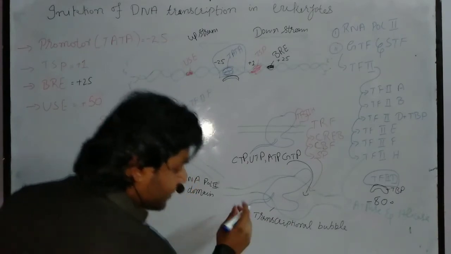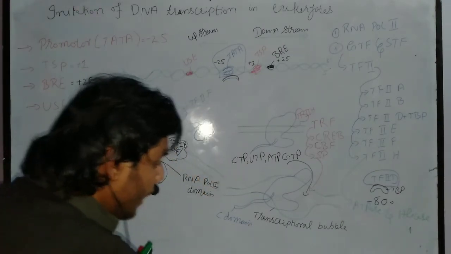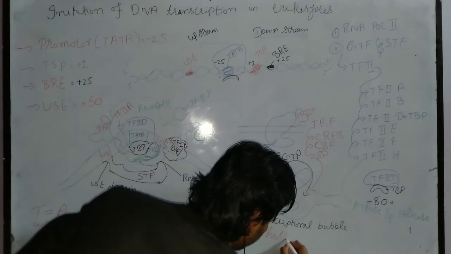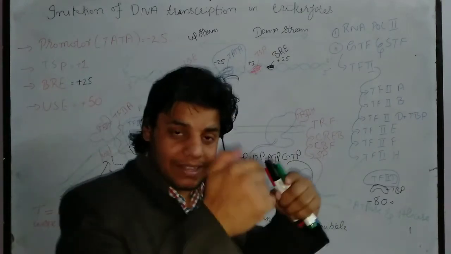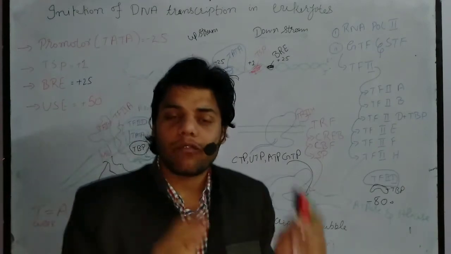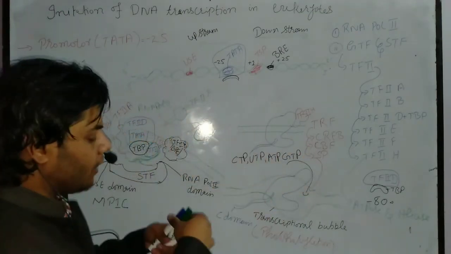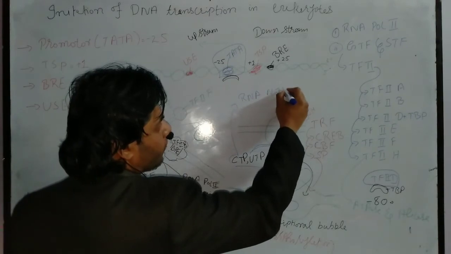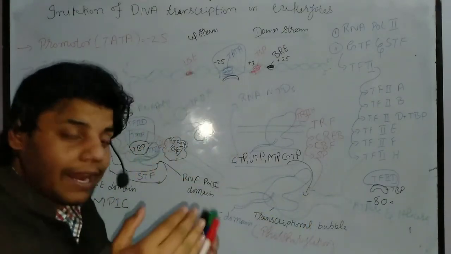Then the job of this C terminal, this is the C domain of RNA polymerase. The main function of this C domain is phosphorylation. It means they are specially involved in helping the RNA nucleotide addition. So the C domain is mainly responsible for phosphorylation. It will phosphorylate the serine, and it will also phosphorylate all these proteins and nucleotides. As you can see, these are the RNA sequences, all these RNA nucleotides. It can add the RNA nucleotides one after the other.